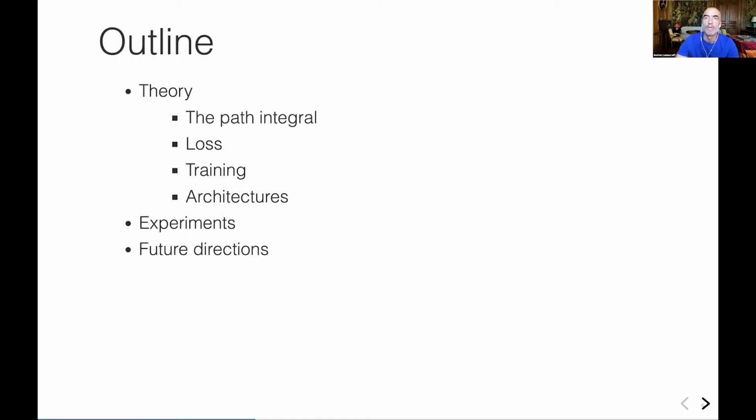First, we'll go over some theory of the path integral, and then the loss function that we derive that lies behind our approach. I'll describe how we train to optimize that loss, and some features of the architectures we need for dealing with many identical particle systems. And then I'll go on to describe some initial experiments, so really proof of principle experiments, just to show that this approach is working before telling you about some future directions for this kind of approach.